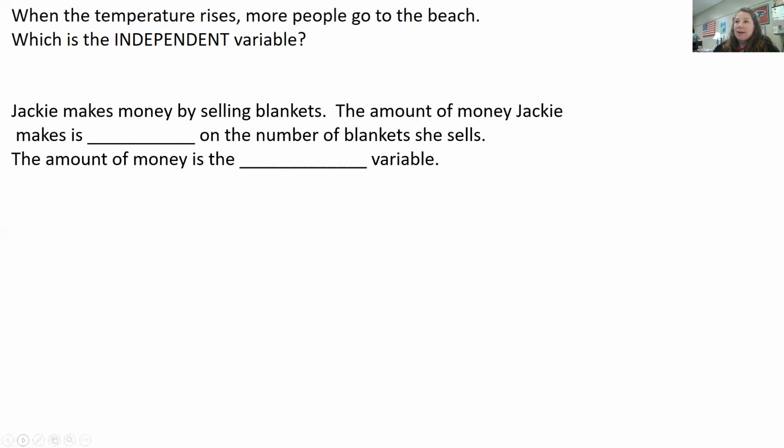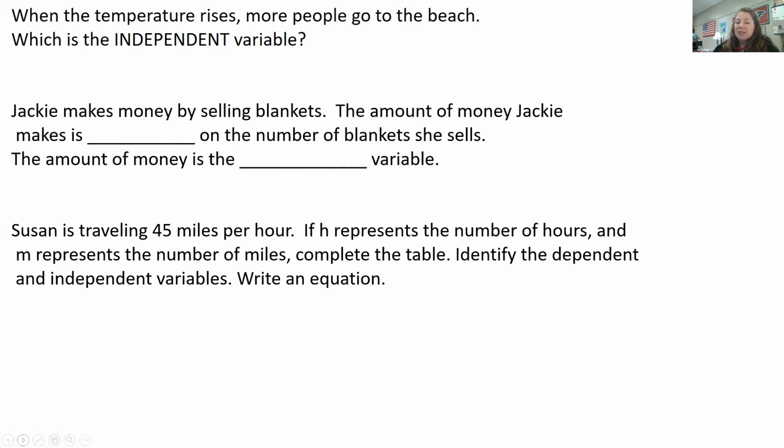Jackie makes money by selling blankets. The amount of money is dependent on the number of blankets she sells, which means the amount of money, the total money, is the dependent variable. It depends on the number of blankets she sells.